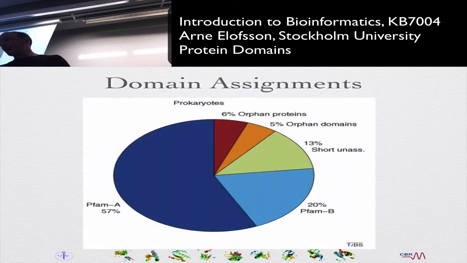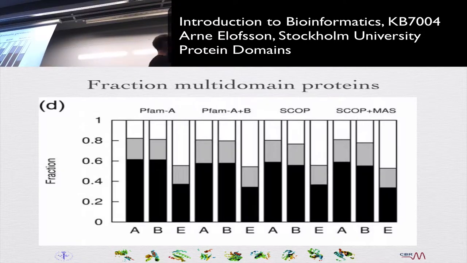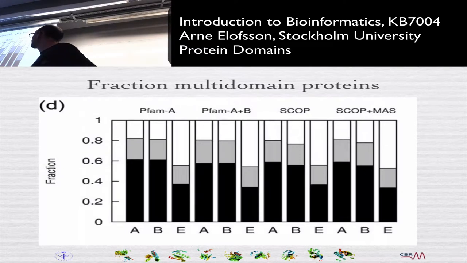Okay. And if you look at the genome, and you look at how many domains you have in the genome, in archaea, bacteria, and eukaryotes, you can do it in different ways. You can do PFAM-A or PFAM-A plus B, and SCOP or SCOP plus the master domain. You get a very consistent answer. In PFAM-A, in archaea and bacteria, about 60% or almost 2/3 of the proteins consist of a single domain, while in eukaryotes it's only 40%. So in bacteria, most of the proteins are single domain proteins, while in eukaryotes, less than half are. Then there are another 20% that consist of two domains, and in archaea and bacteria about 20% consist of three or more domains, while these long multi-domain proteins are much more common in eukaryotes.